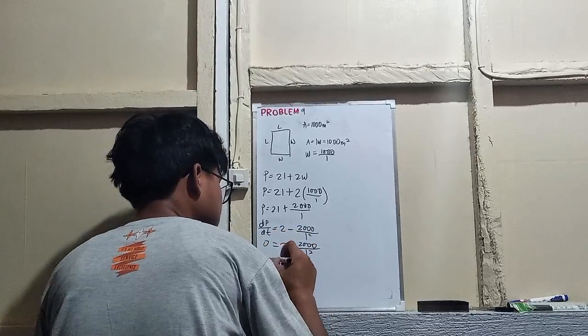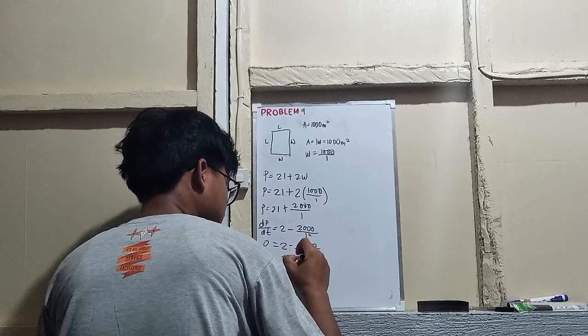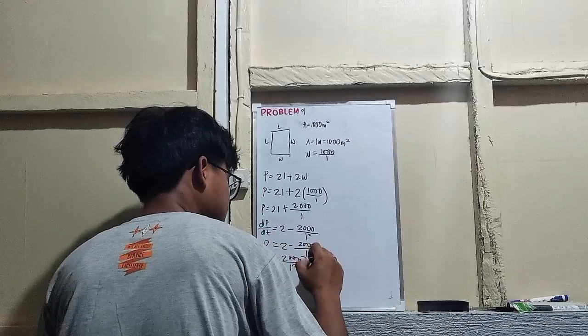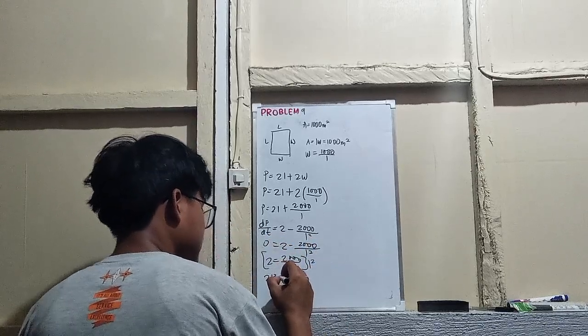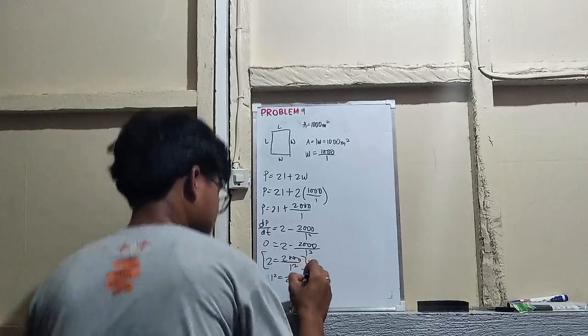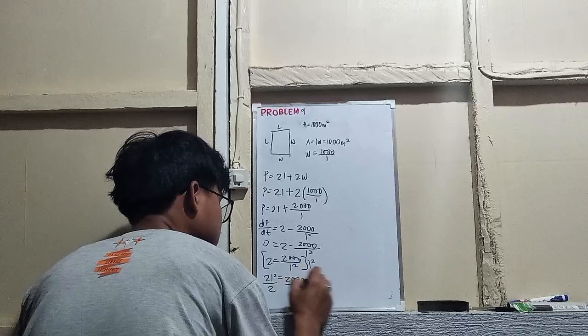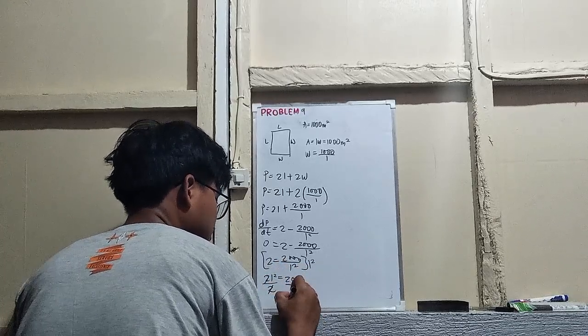Transpose that 2. So we will get that 2,000 over L squared, and divide both sides by L squared. So we will get the 2L squared is equal to 2,000. Then divide both sides by 2. So cancel. L squared is equal to 1,000.